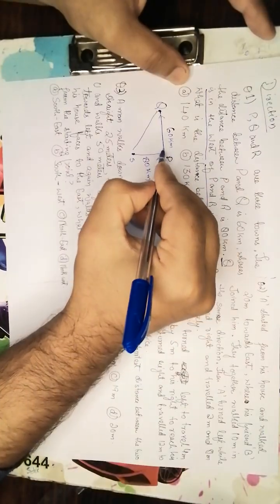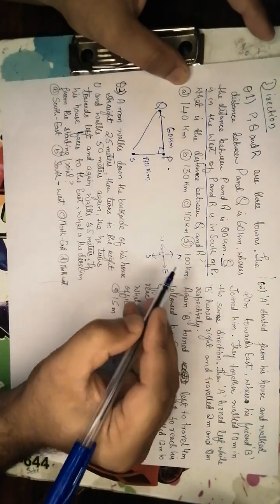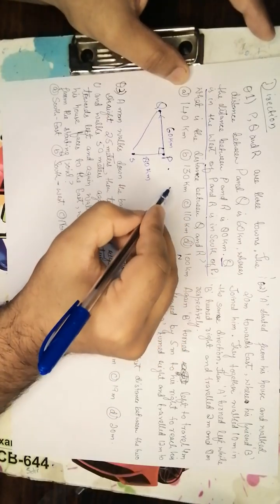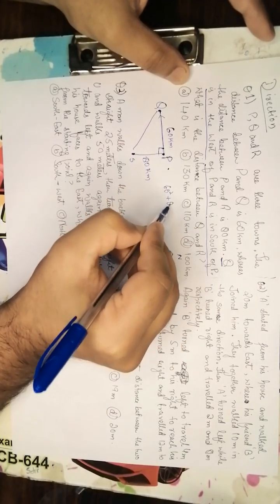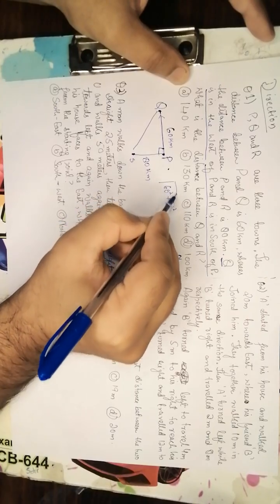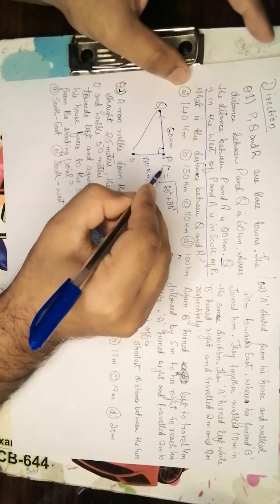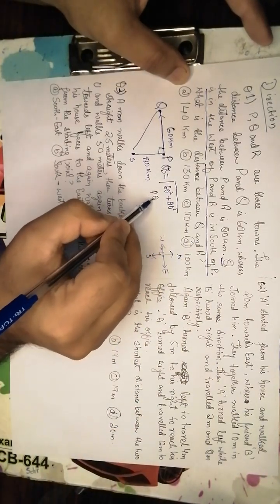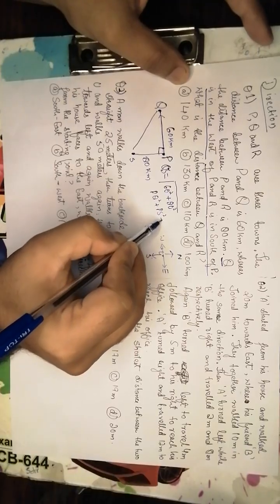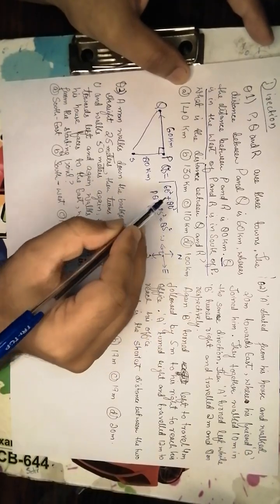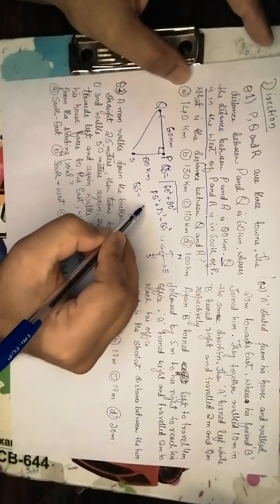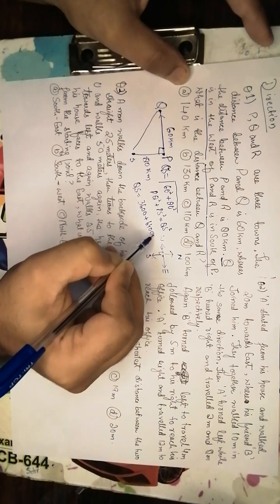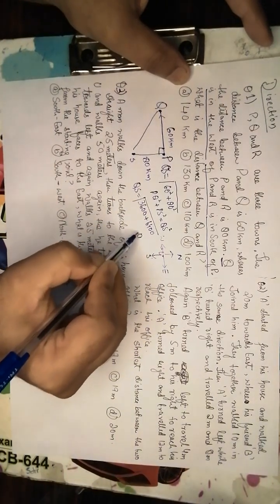We know this forms a right triangle. See here, west and south form a right triangle. By Pythagorean theorem, the root of 60 square plus 80 square is equal to QR. Because PQ square plus PR square is equal to QR square, Pythagoras theorem. So QR is equal to the root of 60 square, which is 3600, plus 80 square, which is 6400.